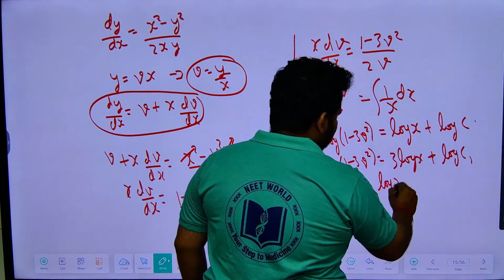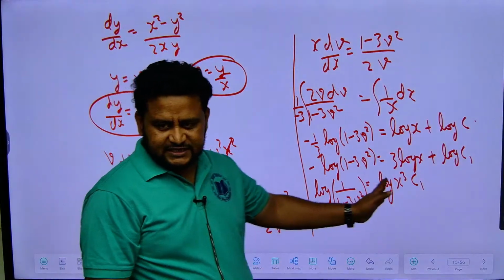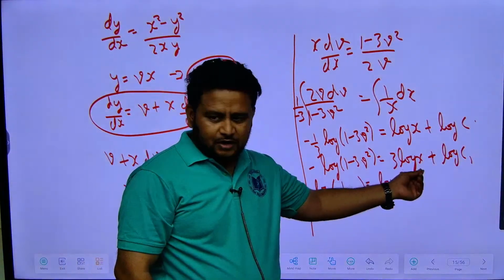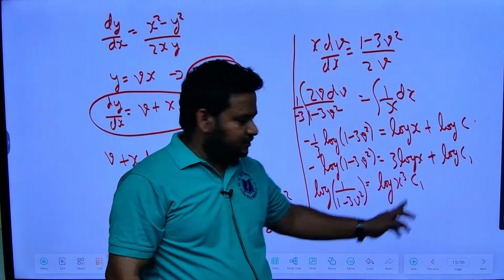Or I can write it as log of x cube into c1. 3 I can send here. Log a plus log b is log of ab. So 3 I sent here: log of x cube into c1. So this will become what?